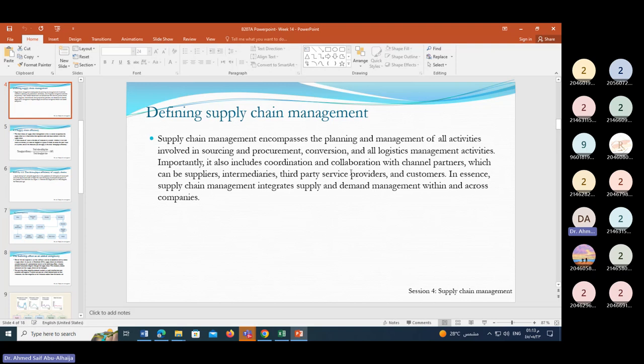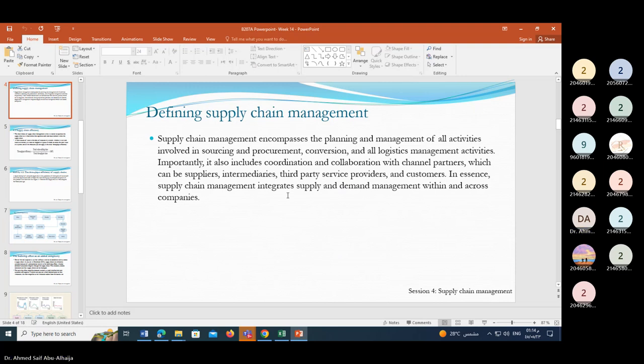So if I need to make this definition more clear, I need to say supply chain management is actually the way to manage the supply and demand: the supply from our companies, suppliers, the manufacturer and so on, and the demand eventually from the customers. This is the main thing about supply chain management. Hopefully it's clear to you.